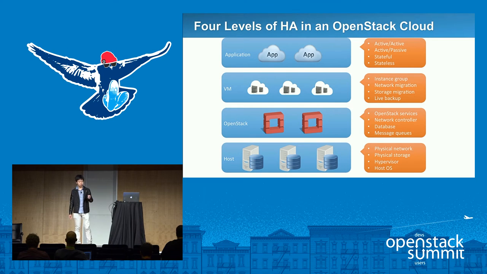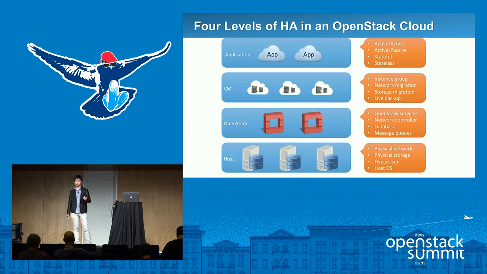So, I will go to this picture. In the OpenStack cloud, we actually need four levels of HA solutions here. From bottom to top, the first level is the host level. In the host level, we have some mature solutions, so we don't care too much about it. But the second level is the OpenStack level. In this level, we are running OpenStack services like the OpenStack APIs, and we are running software-defined network technologies, like network controllers such as Dragonflow, OVN or OpenContrail.